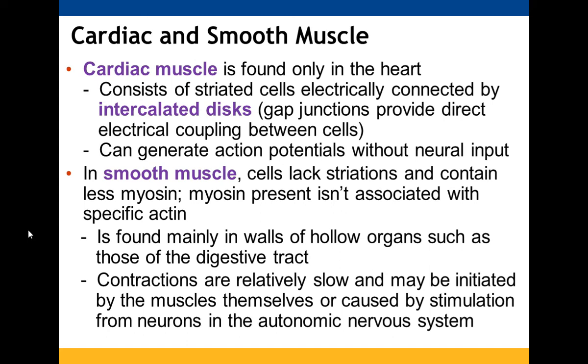In smooth muscle, cells don't have striation. They contain less myosin. Myosin that is present is not attached to specific actin. We tend to find this in your hollow organs, like those found in your digestive tract. Their contractions are fairly slow. They're either initiated by the muscles themselves or formed from stimulation of neurons present in the autonomic nervous system.